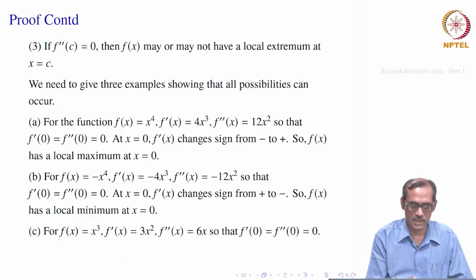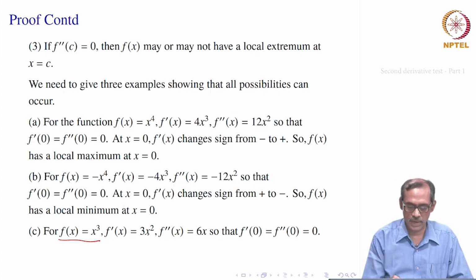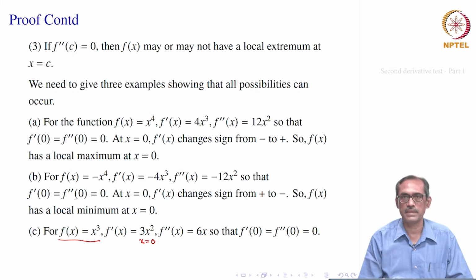So, you should give another example where nothing is there. So, let us take f x equal to x cubed. So, for this function f prime x equal to 3x square, again x equal to 0 is a critical point and f double prime x equal to 6x, so that it remains continuous in a neighborhood of the critical point and f double prime 0 equal to 0 also.